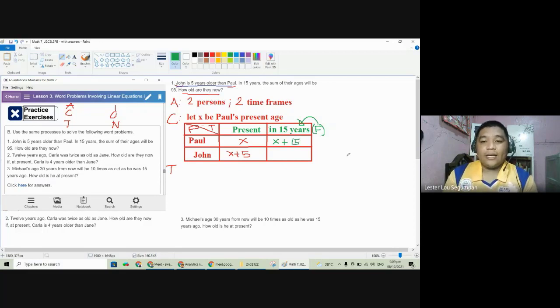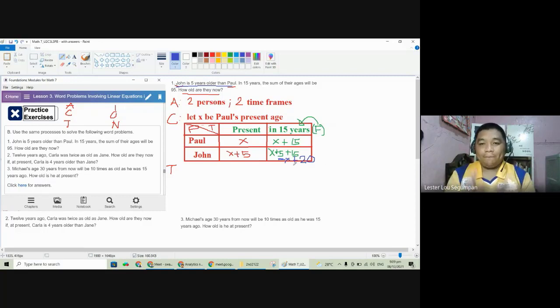Looking at John's age in 15 years, we don't know what it is, but we have represented it earlier as X plus 5. In 15 years, we are just also going to add 15. So his age will become X plus 5 plus 15, which could be simplified further into X plus 20. So in John's situation, it's not 15 years being added, okay? Because in the first place, his present age is X plus 5 in relationship to Paul's age. So that's why it's X plus 20.